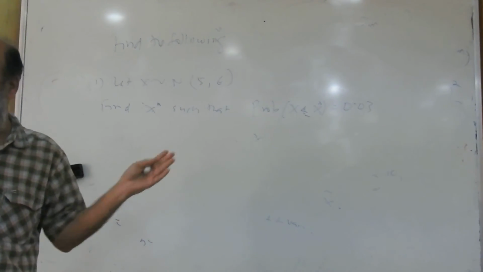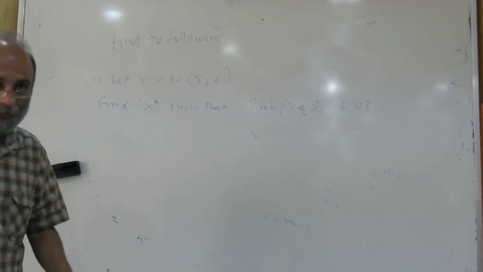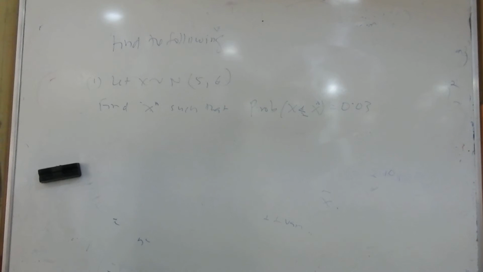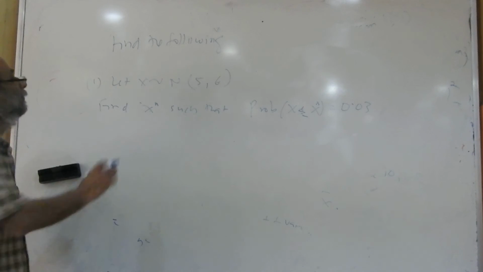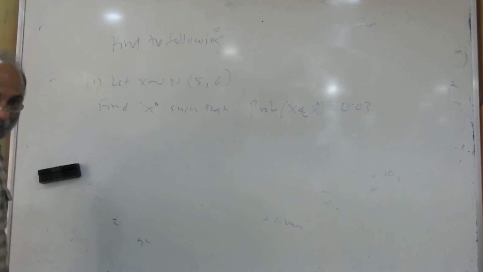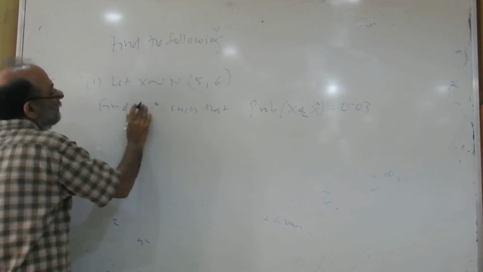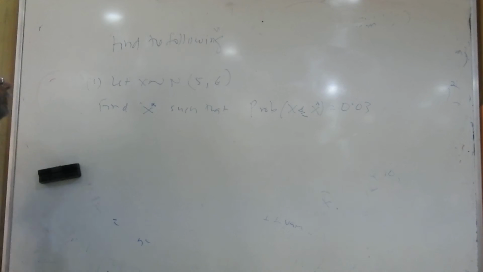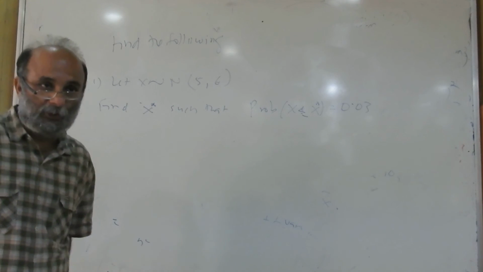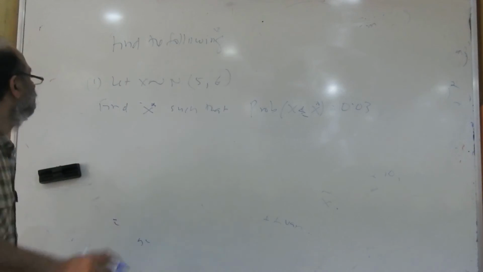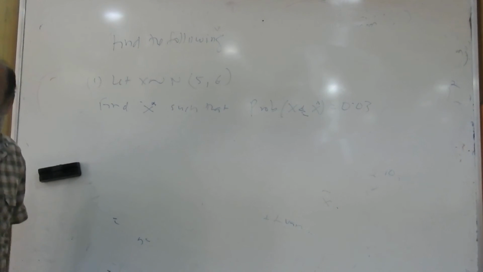So basically, this distribution, where will you draw the line on the x-axis? So 5 is the mean and 6 is the standard deviation. In the rnorm command it is standard deviation 6, right? This symbol means belongs to, normally distributed. Find X star such that the probability that X is less than or equal to X star is 0.03, that is, where will you draw the line so that 0.03 of the distribution is to the left of it.